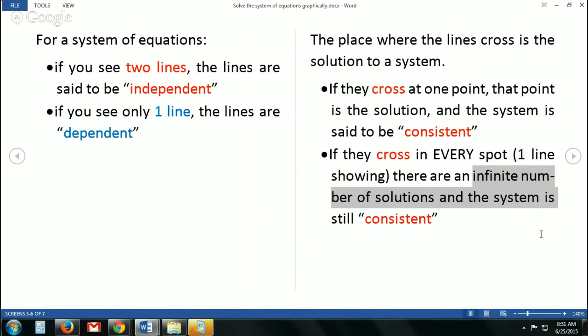So when you see two lines, you say independent. If they crossed, then you say consistent. If they don't, you say inconsistent. If you see only one line, then you say dependent. And with one line, it is consistent.